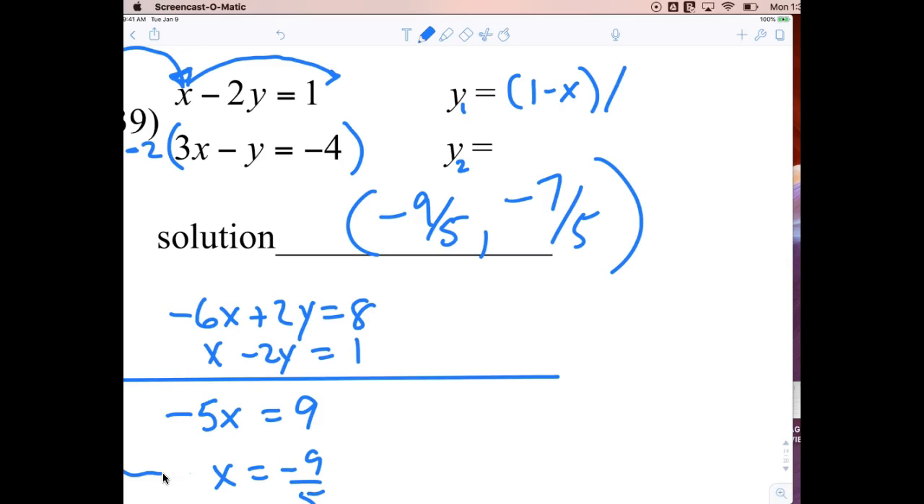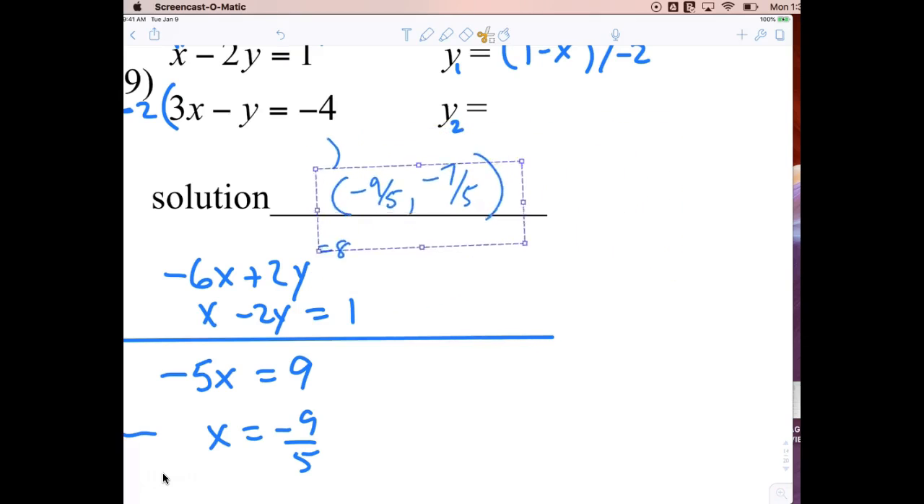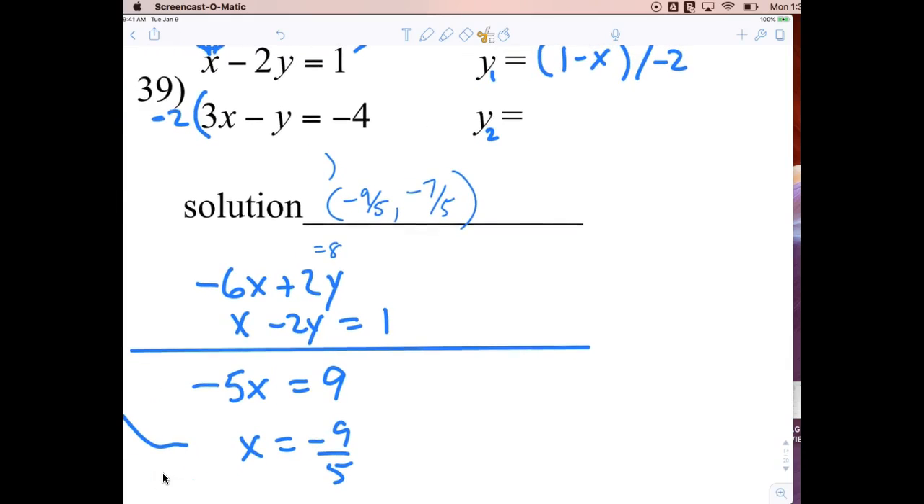Except I am dividing, not multiplying. Now I want you to do the next one. All right, now y2. That would be negative 4 minus 3x, beautiful. And then divided by negative 1. Divide by the number in front of the y. That's all there is to it.